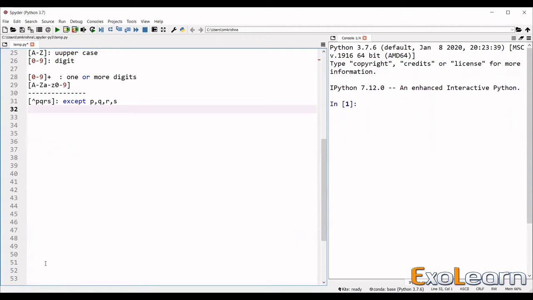Similarly, if I don't want an uppercase letter in my string or in my input, you can say caret A to Z. Okay, so like this.